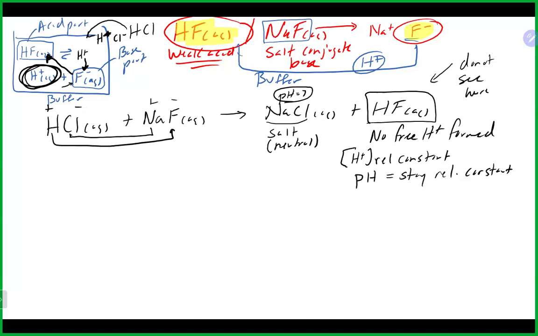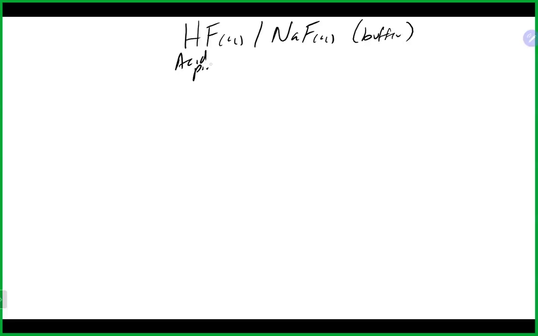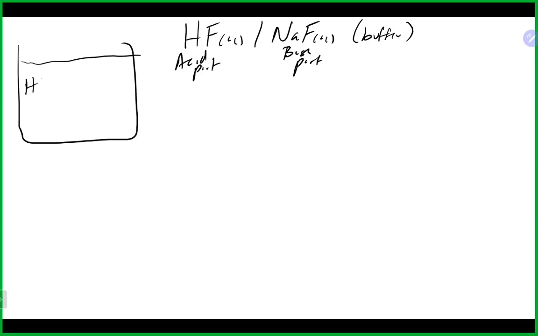Question on that there. So what would happen if we added a base to the same buffer? So again, if we use the same buffer here, and again, this would be our buffer. This is the acid part of our buffer. This is the base part of our buffer. And once again, if we set up our buffer here, we would have our weak acid setting up that equilibrium in the beaker.